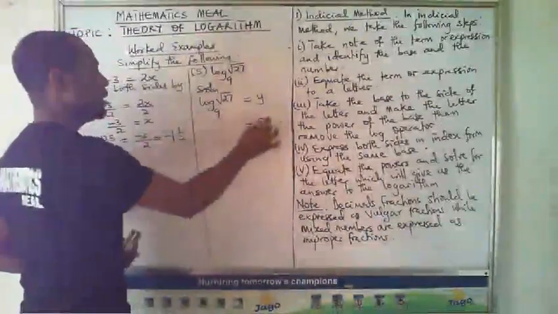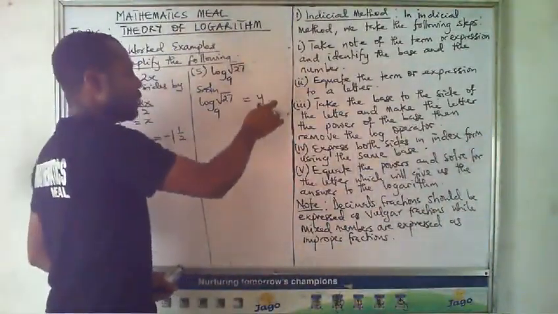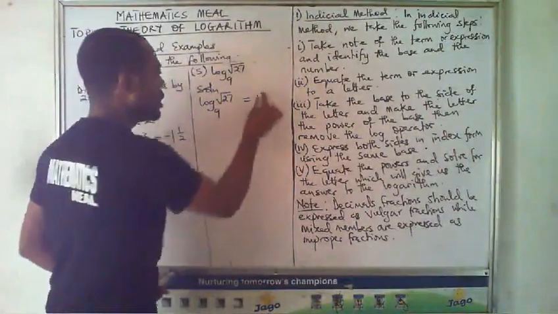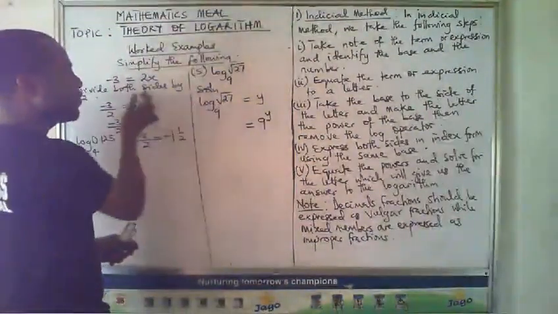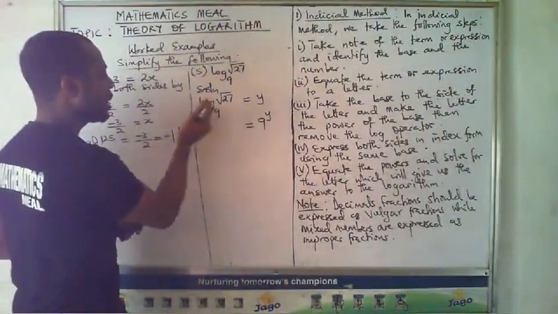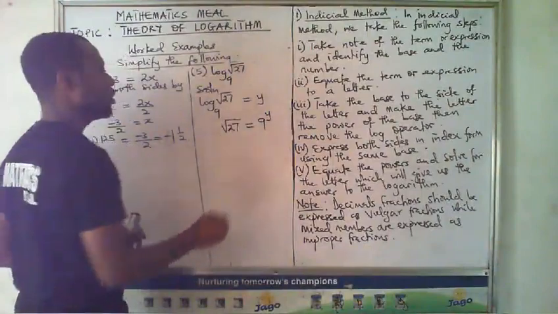I've taken this. What will you do when you take it to that side? We say make y the power of that base. So this letter will now become the power of the base. And then remove the log operator. You know I've removed this. The only man remaining here is the beautiful square root of what? 27.